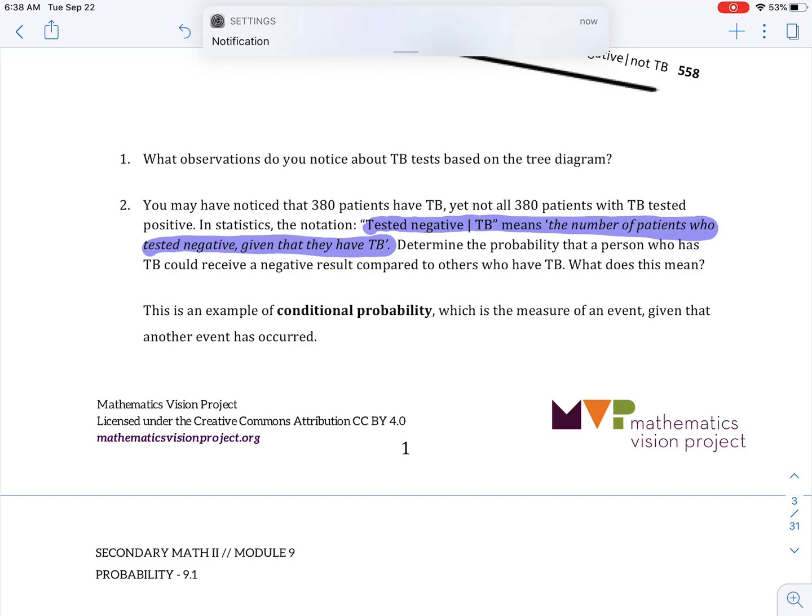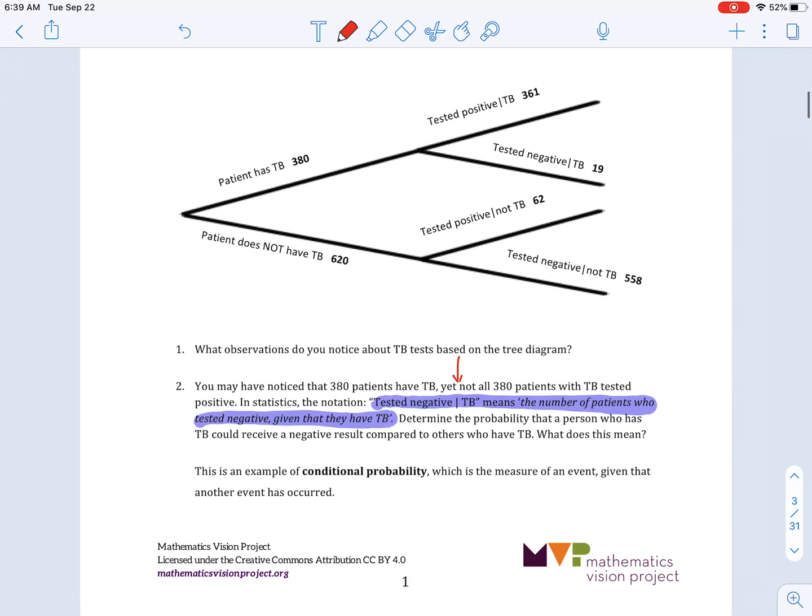Okay, so I know I talked about it yesterday, but I just want to talk about it one more time: what comes after that little line right there is the given number. So up here in the tree diagram, it's given that they have TB. That's this, okay? So that would be 380. And then tested negative is what comes before the line. So of those who have TB, how many tested negative?